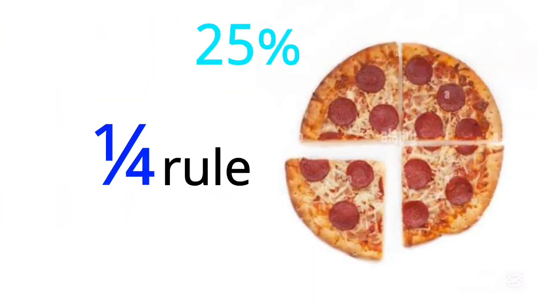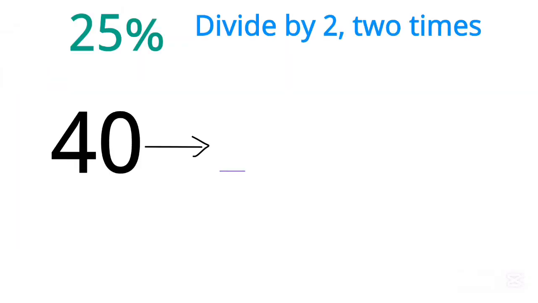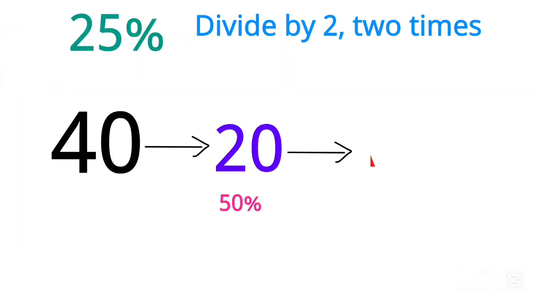25% is just half of a half. Let's start with 40. Half of 40 is 20. Half of 20 is 10. That's 25%, done in seconds.